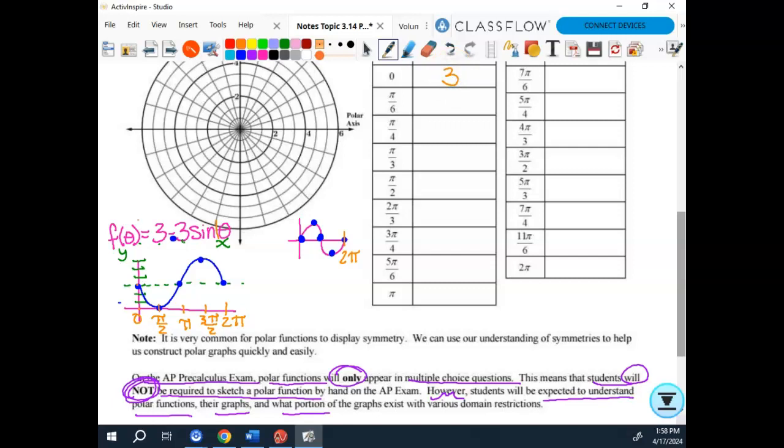When else is the r value 3? Pi and 2 pi. Okay. What is the r value at pi halves? 0. And at 3 pi halves? 6. Okay.